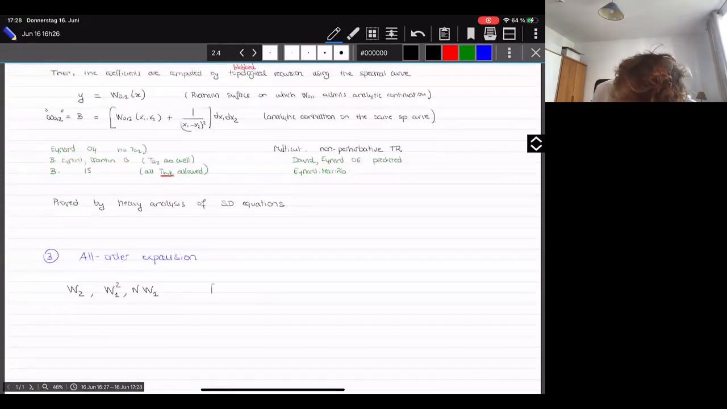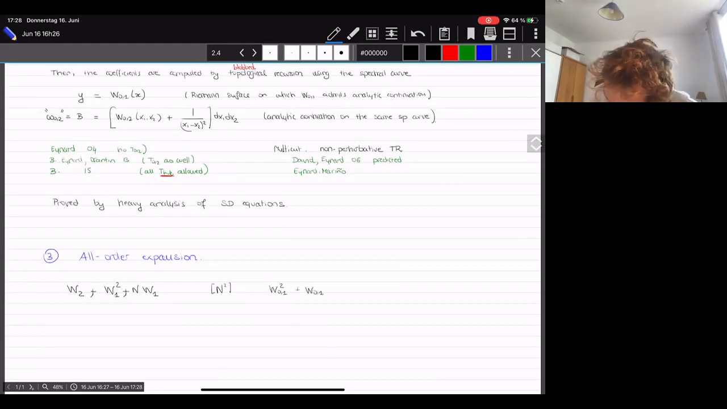So we saw that the n squared order term was only involving W01 squared and W01. And so that was a nonlinear equation for W01.